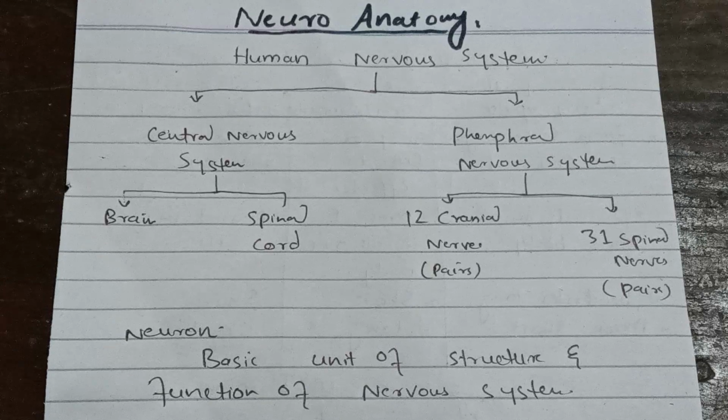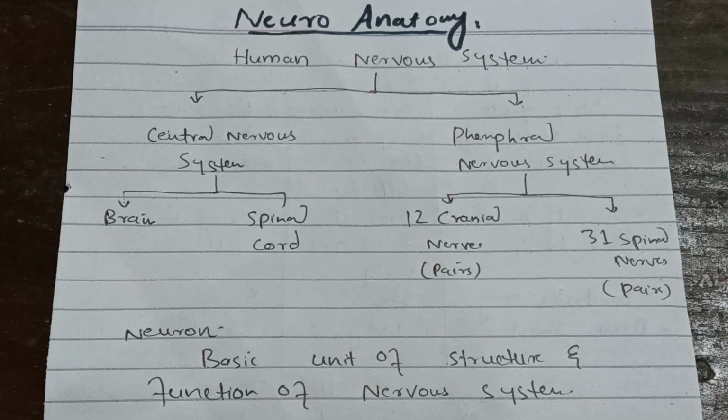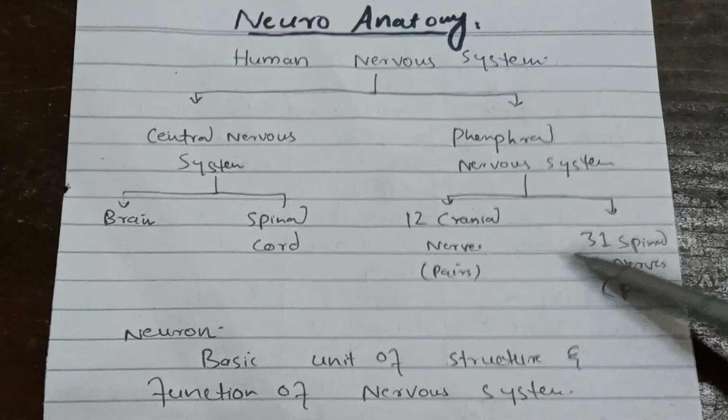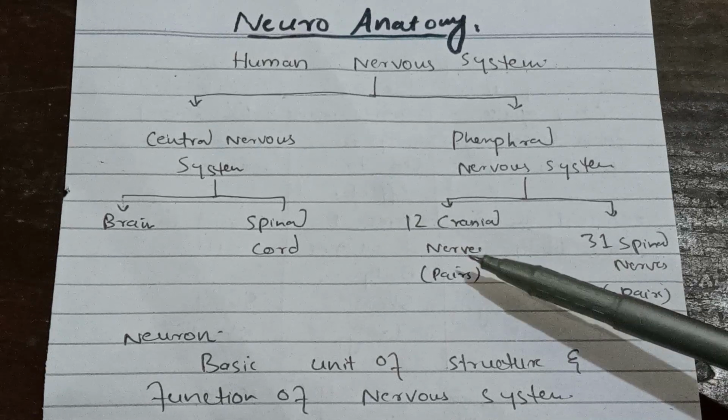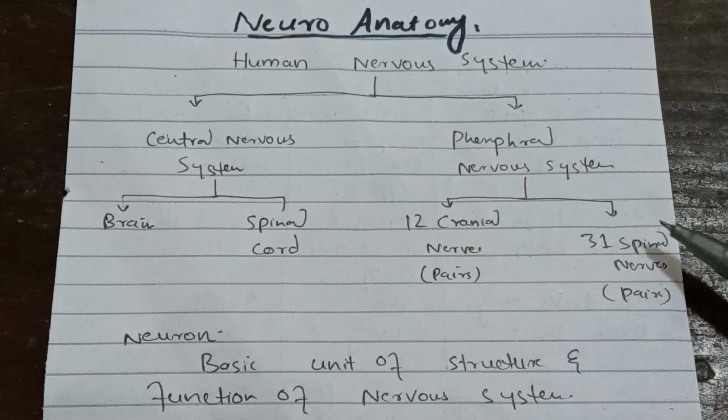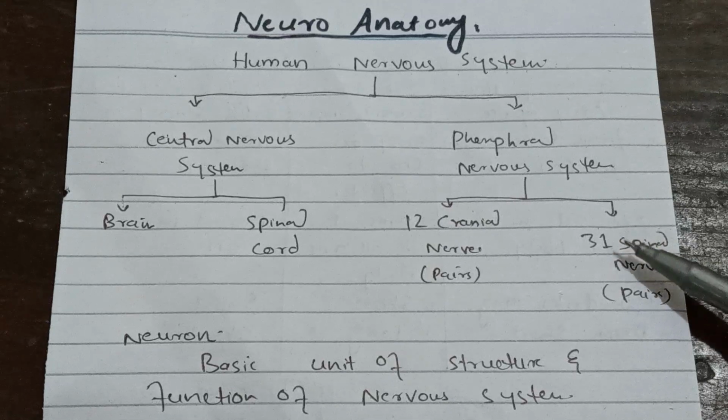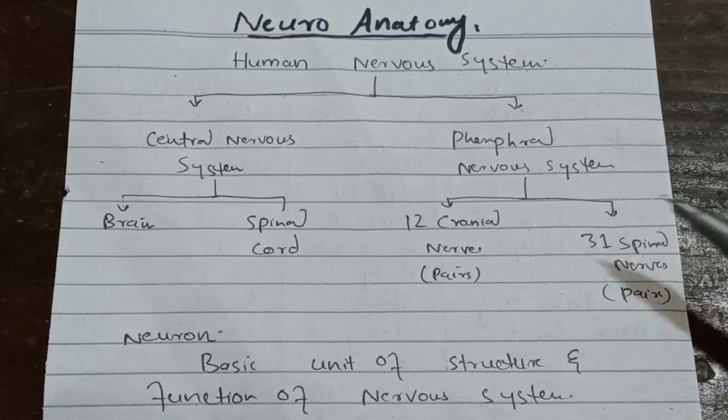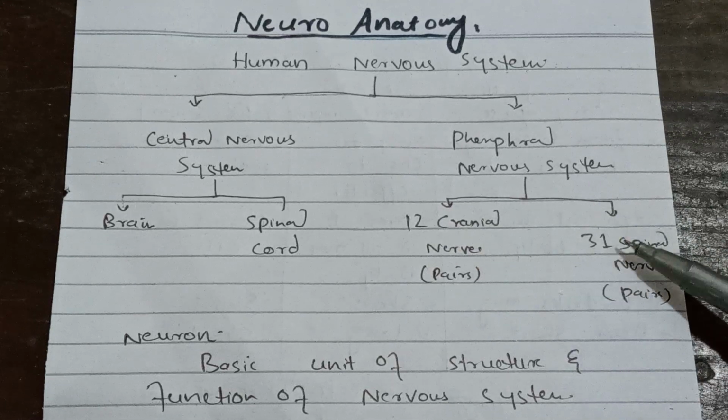Human nervous system. The human nervous system is composed of the central nervous system and the peripheral nervous system. In the central nervous system, there are two parts, brain and spinal cord. In the peripheral nervous system, there are 12 cranial nerves. These cranial nerves are in pairs, and 31 spinal nerves. The spinal nerves are also in pairs. In the peripheral nervous system, 12 cranial nerves and 31 spinal nerves.